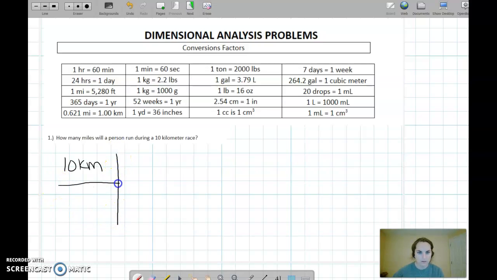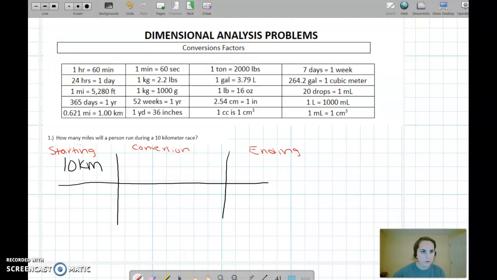I'm just going to grab a different color. This is our starting, this is our ending, and this is going to be our conversion. We were only given 10 kilometers, so I can just put a 1 down here. Why? Because 10 divided by 1 is still 10.